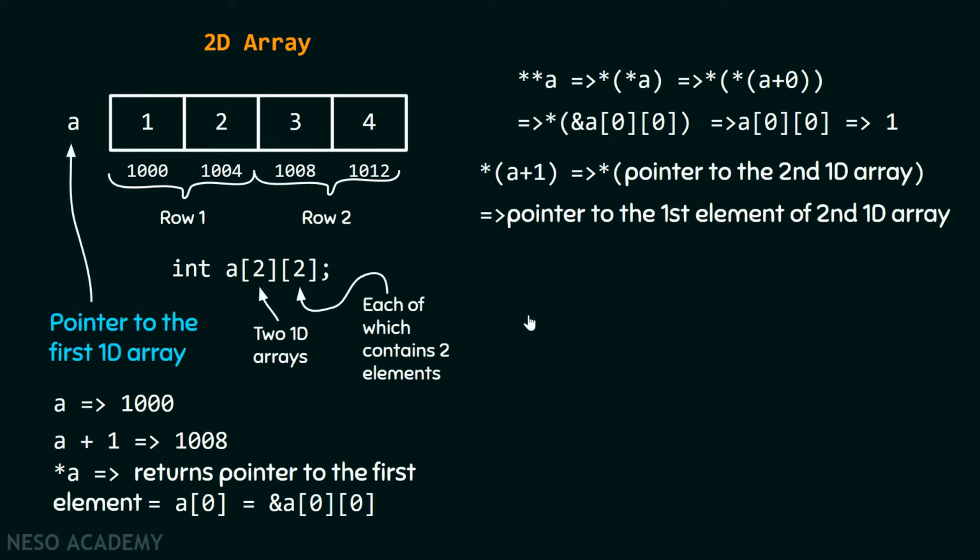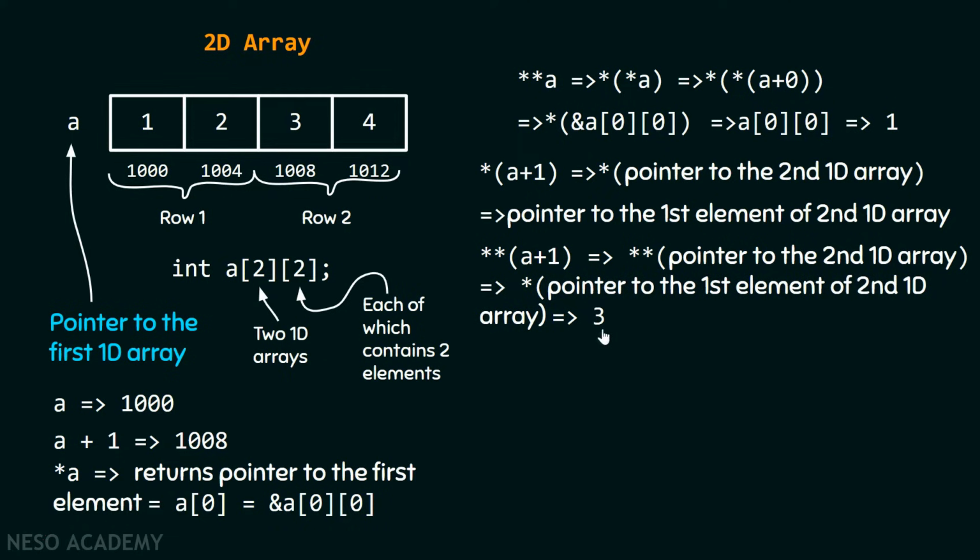So *(A+1) gives me the pointer to the first element of second 1D array. Similarly, if I put another star in front of it, we will get the first element of the second 1D array. Isn't that right? So I'll get this element, that is 3, which is the first element of the second one-dimensional array.